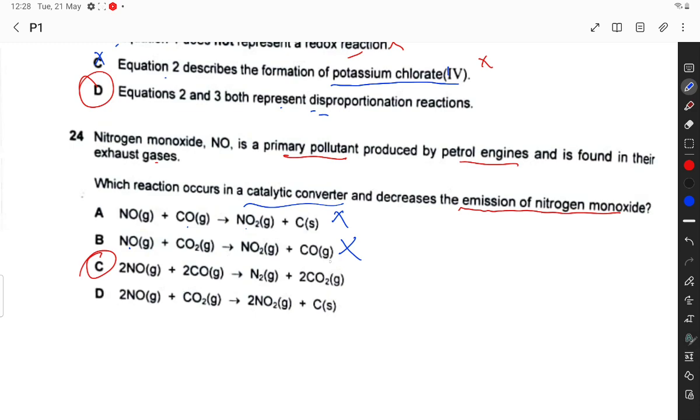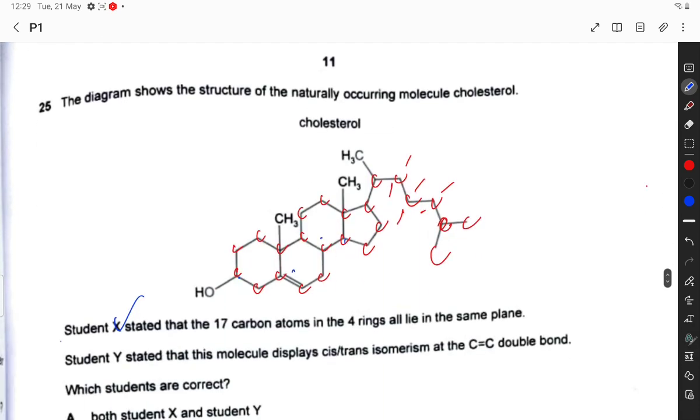This reaction takes place in the catalytic converter. Nitrogen monoxide and carbon monoxide are both harmful gases. When passed through the catalytic converter, they change to less harmful gases, nitrogen and carbon dioxide. So this reaction takes place in the catalytic converter. So C option is the correct option. Nitrogen monoxide, carbon dioxide, so this is also a wrong reaction. It does not take place in the catalytic converter.